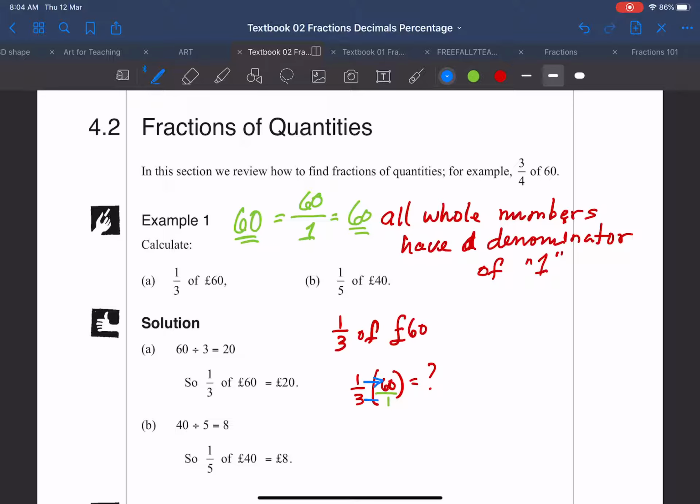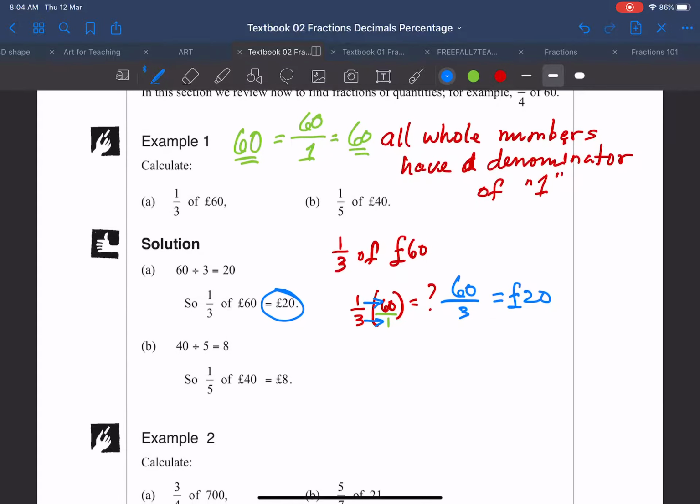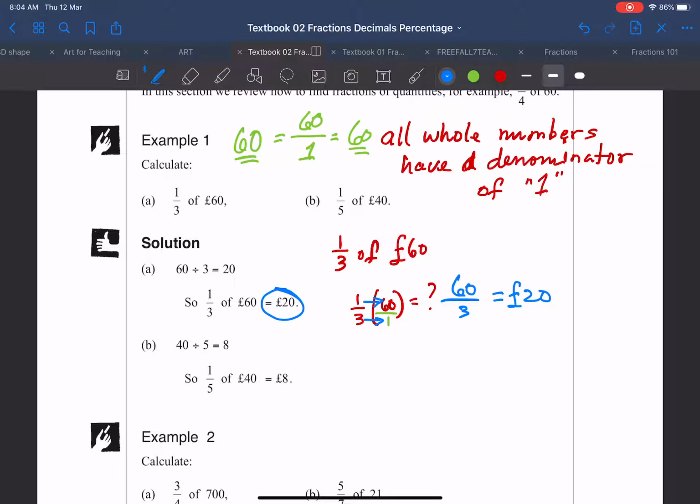So now you can just multiply straight, and that will give you 60 divided by 3, which gives you 20 pounds. Now the beauty of this: what if it's asking you, what is 2/3 of 60 pounds? If you are using the book's method, 60 divided by 3 is 20, and then you have to multiply it by 2. So it's 60 divided by 3, and whatever the answer is, you multiply by 2. That will give you 40 pounds.